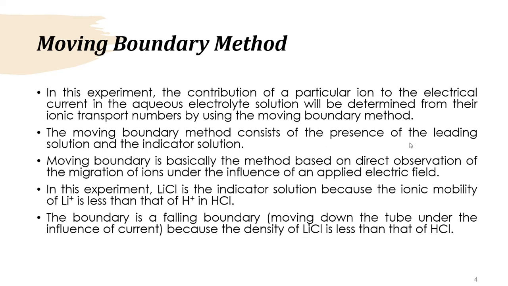This method consists of the presence of the leading solution and the indicator solution. This moving boundary is basically a method based on direct observation of the migration of ions under the influence of an applied electric field. In this experiment, lithium chloride is used as the indicator solution because the ionic mobility of Li plus is less than that of H plus in HCl, and it's a falling boundary because it's moving down the tube under the influence of the current.